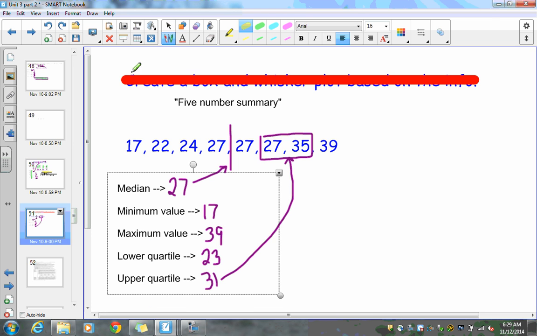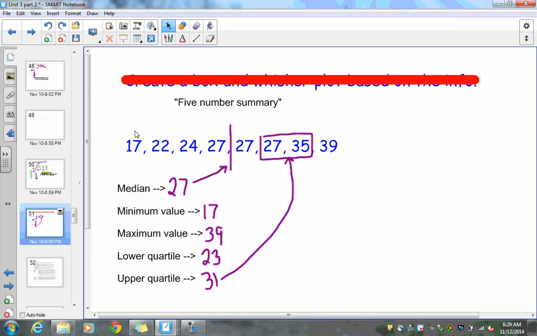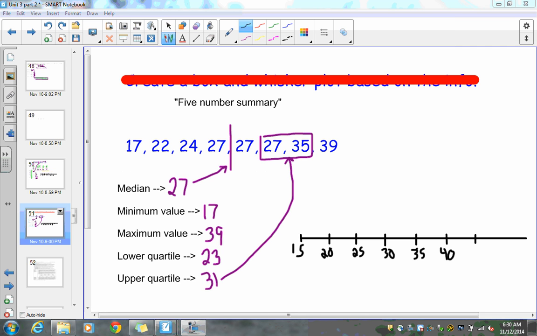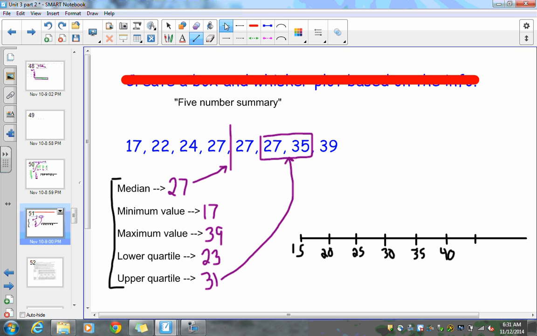All right, so let's go back to this example here, and let's create a box and whisker plot. So there's our number line there, 15, 20, 25. All right, that works. So go ahead and graph the 5-number summary so we can create our box and whisker plot. You can go ahead and pause the video right now, and then we can check it.